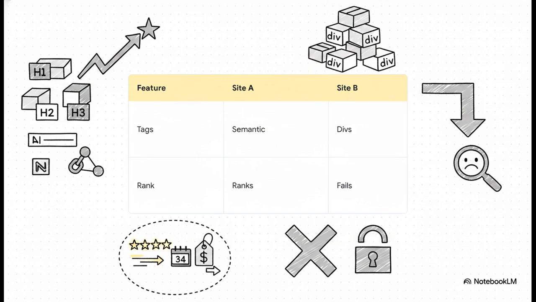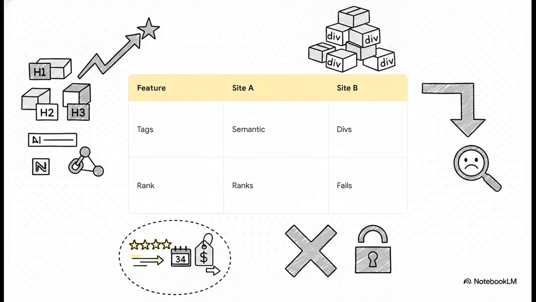Search engine crawlers absolutely do not care about your elegant JavaScript framework. Let's take two sites with identical visual content. Site A uses proper semantic HTML, logical H1 through H3 tags, nav blocks, structured data markup. Site B, it's just divs all the way down. The result is absolute. Site A ranks, Site B doesn't.